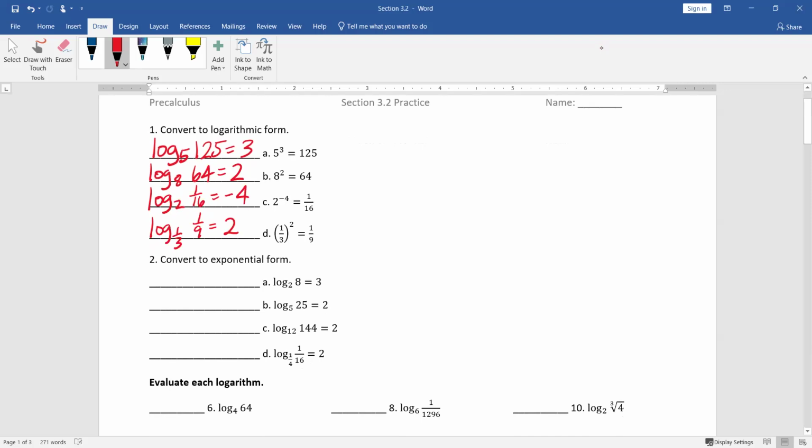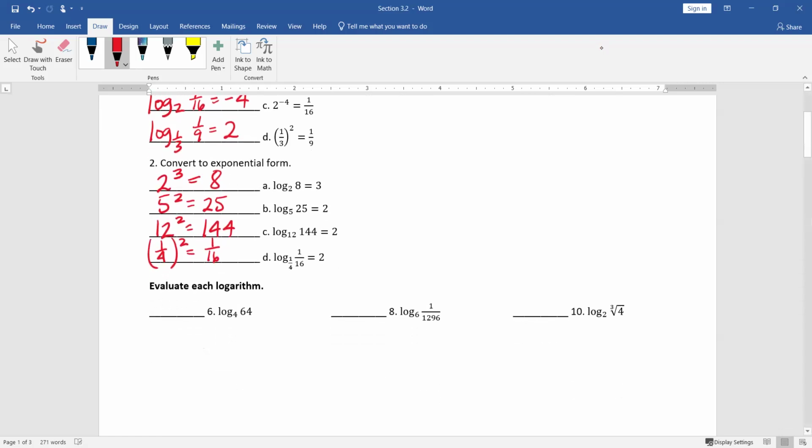So again, it's just teaching you to start recognizing where all the numbers go when you convert back and forth. Your base number is always that subscript. The y is the exponent, and 2 to the power of 3 equals 8. 5 to the power of 3 equals, nope, power of 2 equals 25. I always think that's 125. The base of 12 raised to the power of 2 is 144. And the base of 1/4 squared gives us 1/16. Okay.